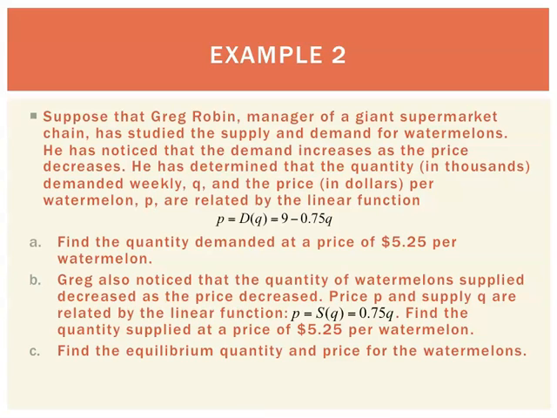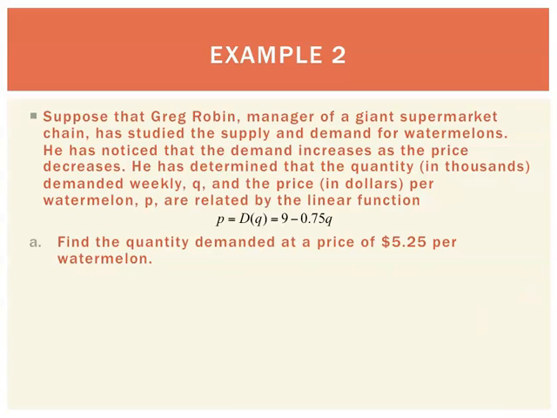Let's start with part A. So to find the quantity demanded at a price of $5.25 per watermelon, we'll use the demand function that's given to us here. Now if the price is $5.25, we'll want to set that as P. So $5.25 equals 9 minus 0.75 Q. We want to know the quantity that's demanded at this price.